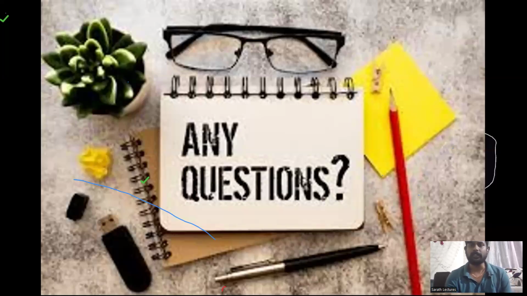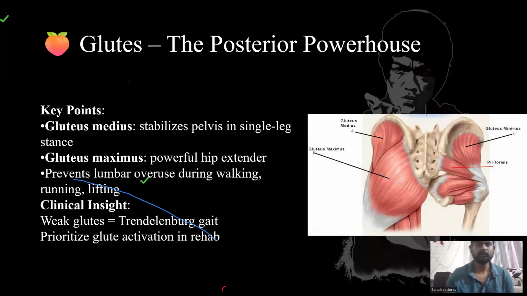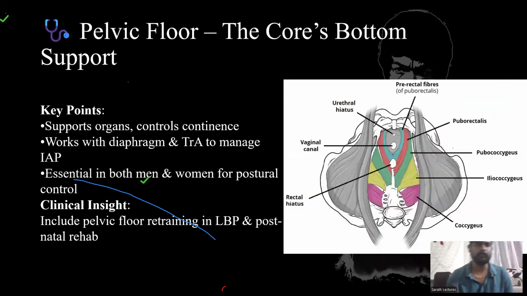So far, we finished the diaphragm muscle, transversus abdominis muscle, and multifidus muscle. Okay. And now we are going to see the pelvic floor muscle. Why did this muscle come? Posterior pars, right? Yeah, we'll finish this, then we'll go to the other muscles.